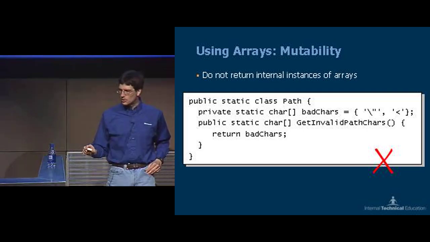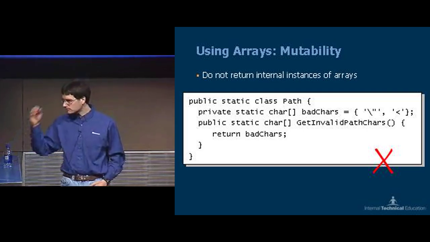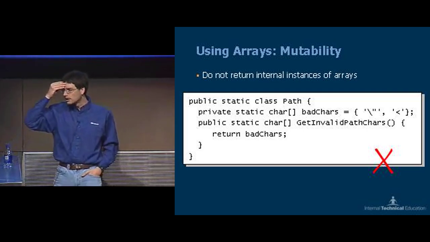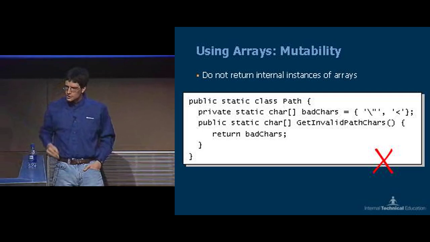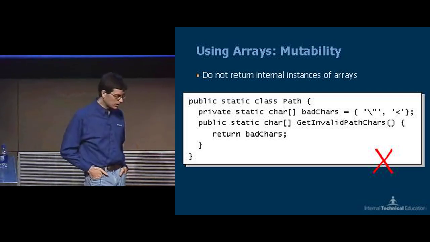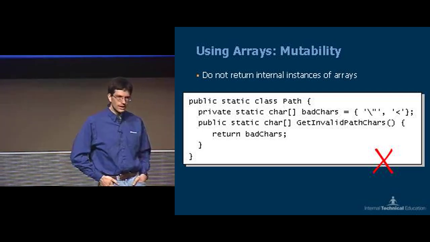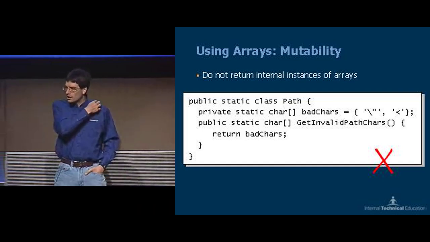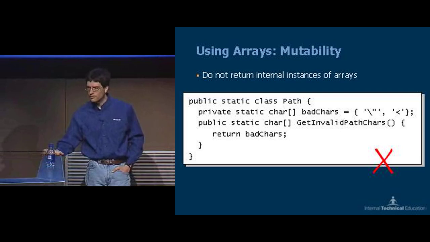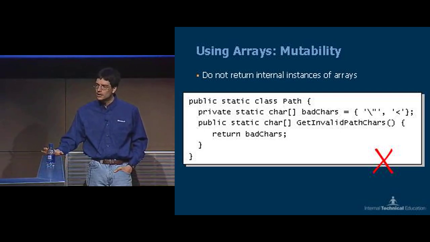Okay, so arrays are the next thing to talk about here. Arrays have a couple of little quirks to them. So we'll talk about one of those quirks. The first thing is you should not return internal instances of an array.